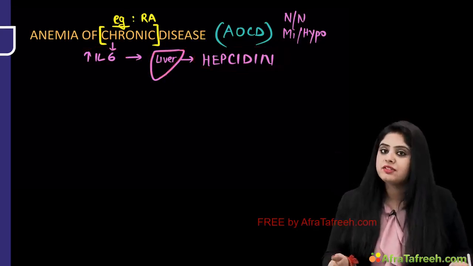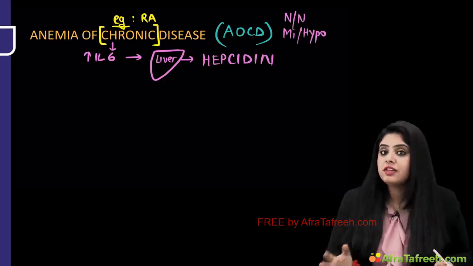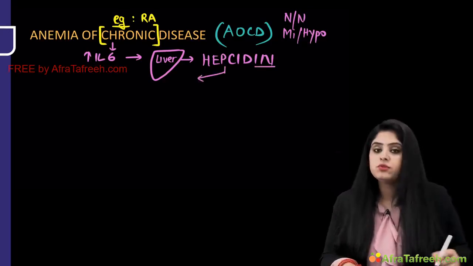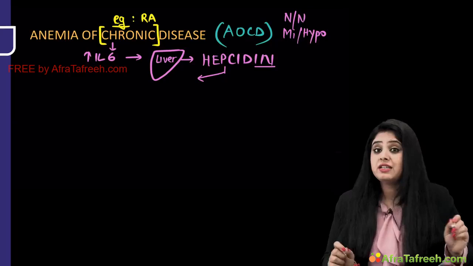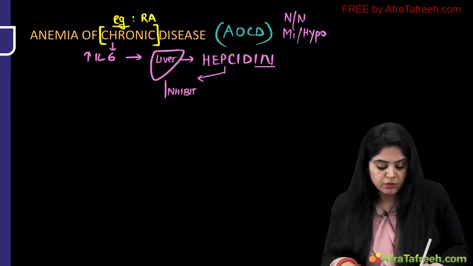Have I already taught you what hepcidin is? Wasn't hepcidin the mastermind, the master regulator, the hijacker? What did it do? What will it allow? Will it allow you to absorb any iron? No, it was an inhibitor, a hijacker. So like we said, it inhibits iron absorption.